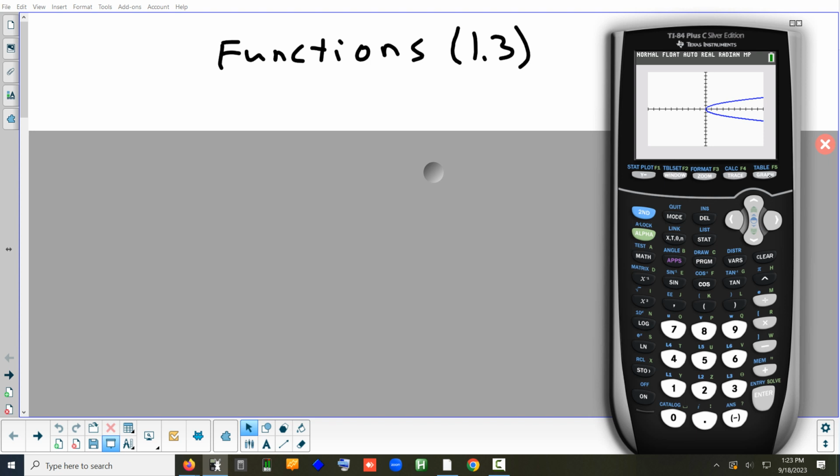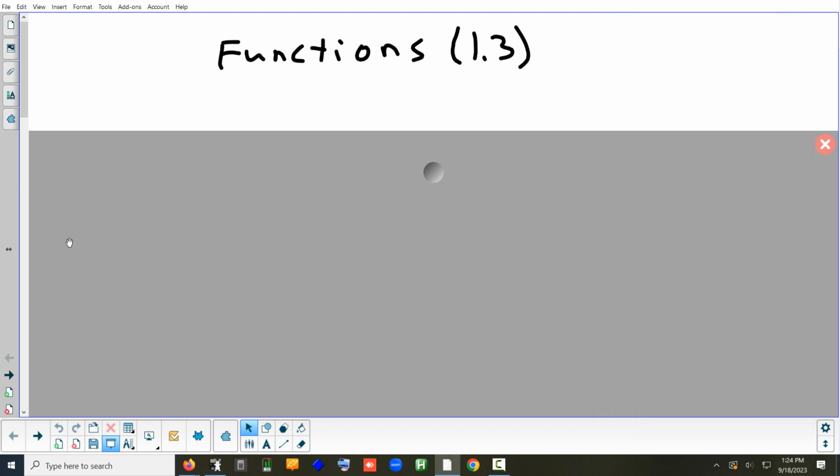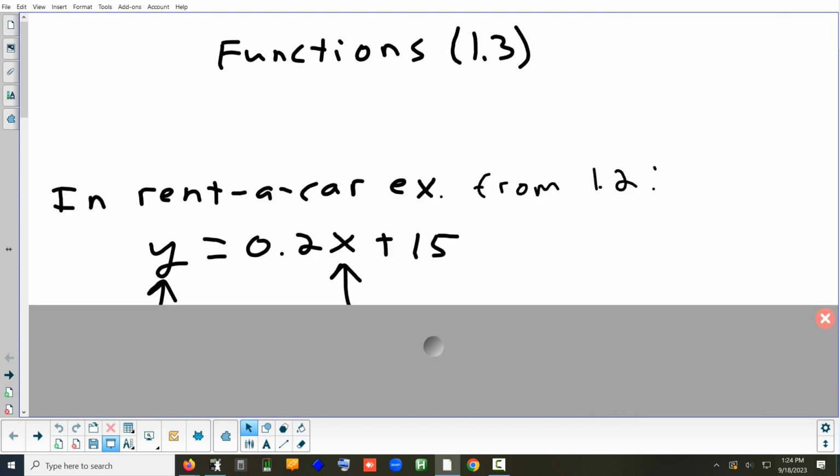That is not a function. Does anybody know there's a certain test that you can use, and this graph fails that test? Yep, the vertical line test. Right, you can use the vertical line test. If you draw a vertical line through something and it hits it more than once, then it's not a function. That's not a function. So that's what we're going to look at in this section, functions. And I think I do mention the vertical line test as well.